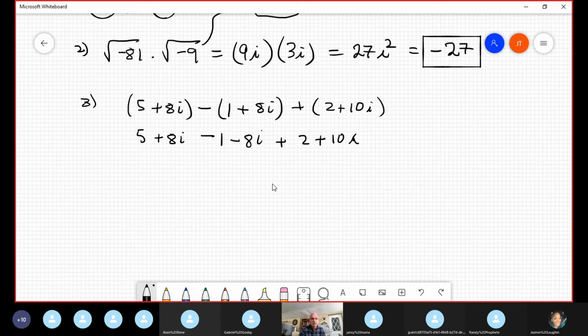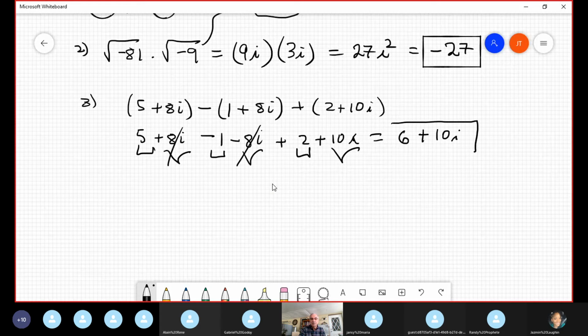Ready to combine. Real part: 5 minus 1 is 4, plus 2 is 6. Imaginary part: positive 8 and negative 8 cancel out, so 0. Only 10i stays. End of story. And the final answer, you always enclose in a box, because I want to know that this is the final answer.